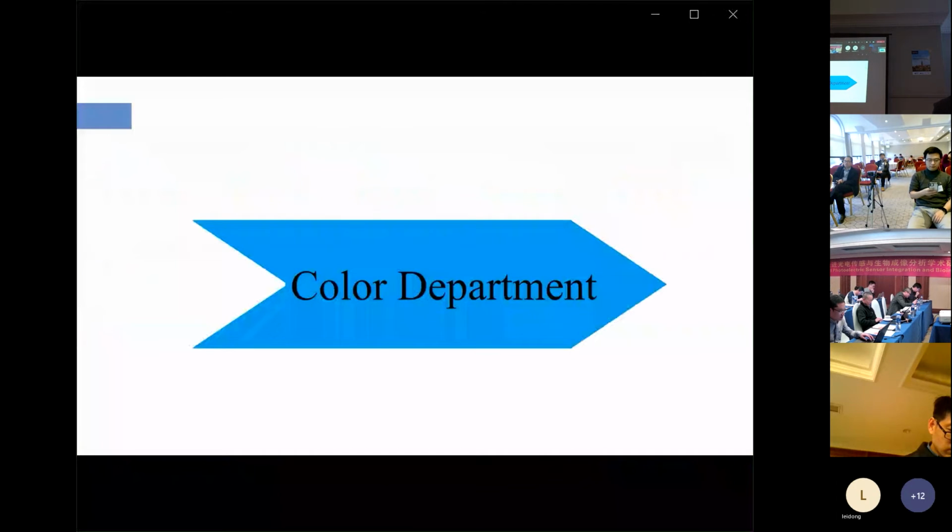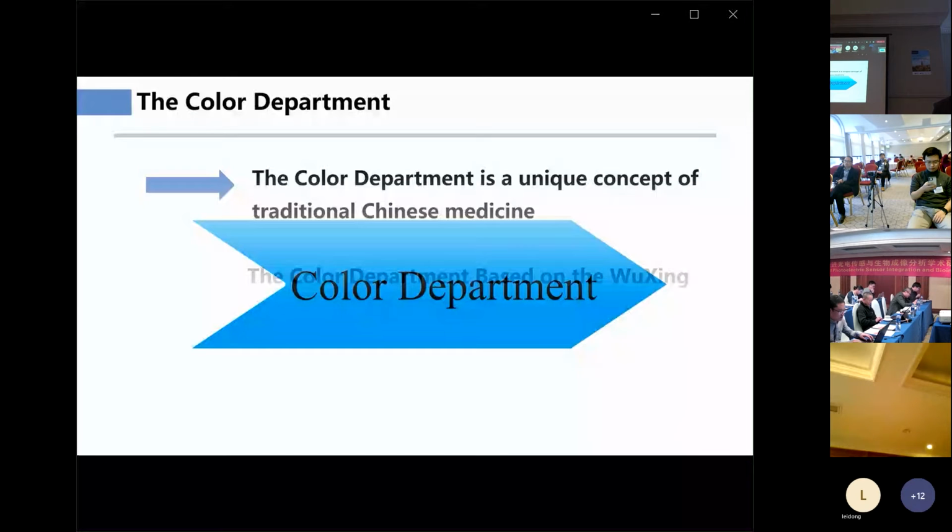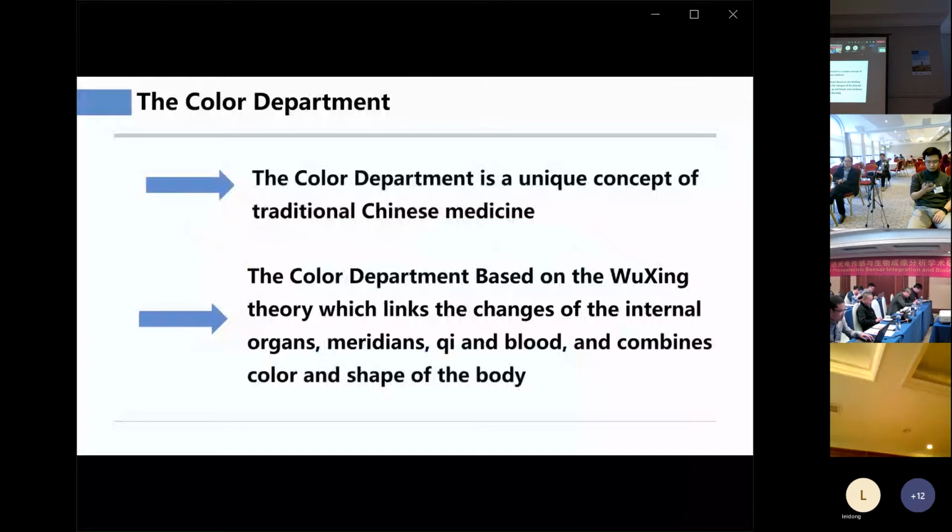First of all, what is color department? The color department is a unique concept of traditional Chinese medicine, which is quite strange or unfamiliar to Western medicine. I will try my best to explain it. It is a little difficult to understand. The color department is based on the Wuxing theory, which links the changes of the internal organs, meridians, qi, and blood with the color and shape of the body.